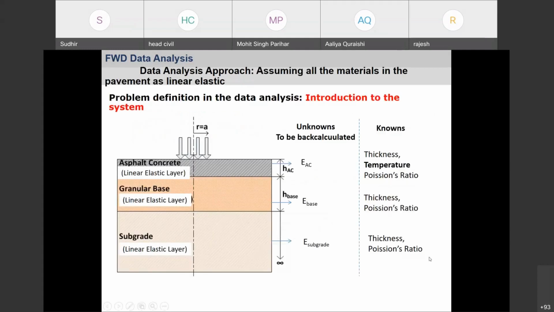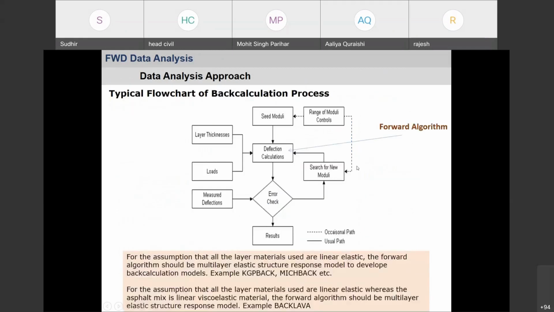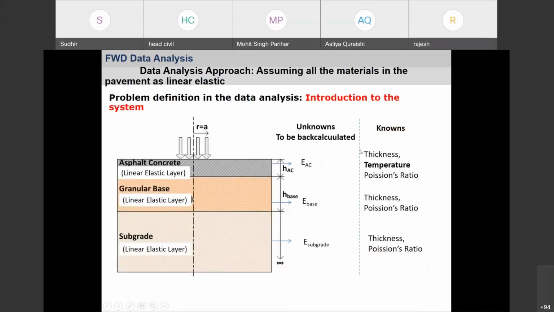So in this process of analysis, we have indirectly defined our problem system, in which there are certain unknowns and certain knowns. The unknowns are basically the modulus values of the layers in the existing pavement structure, and the knowns are the values that have been measured or can be considered as known values. The known values are typically considered as thickness, temperature, and Poisson's ratio.